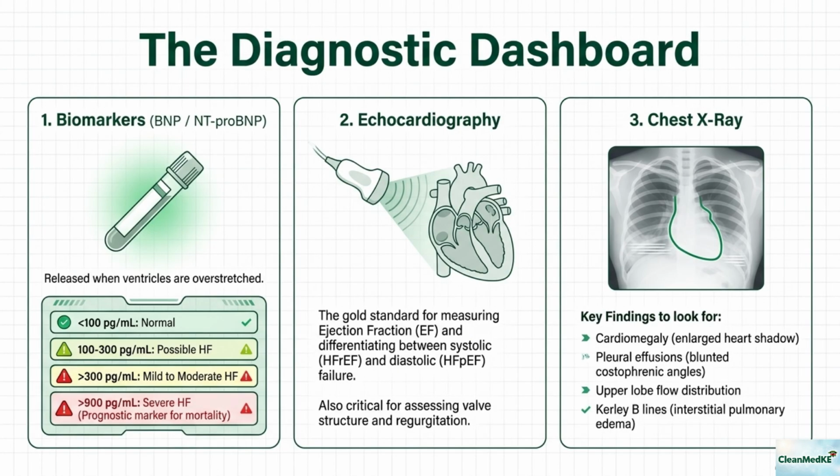To catch heart failure, we use a diagnostic dashboard. Biomarkers. We measure BNP. This is a hormone released when the ventricles are overstretched. Levels over 300 pg/mL suggest mild to moderate failure, while anything over 900 is a severe prognostic marker for mortality. Echocardiography. This is our gold standard for measuring ejection fraction and seeing if the valves are functioning correctly. Chest X-ray. Here we look for cardiomegaly, an enlarged heart shadow, and Kerley B lines, which are horizontal lines at the lung edges indicating fluid in the interstitial space.